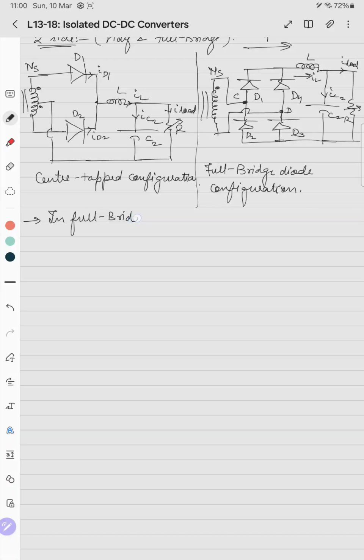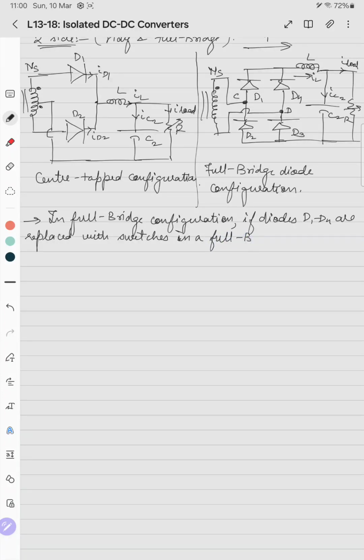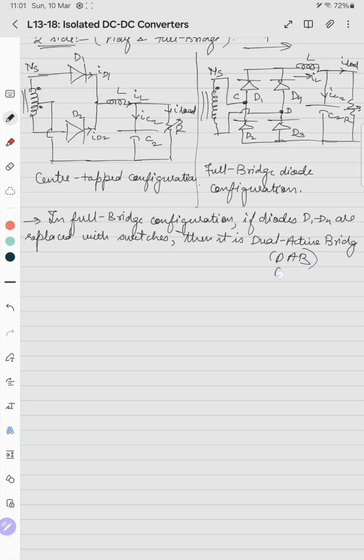So in full bridge configuration, if the diodes are replaced with switches in a full bridge, I have already written full bridge, then it is called a dual active bridge, or DAB converter.